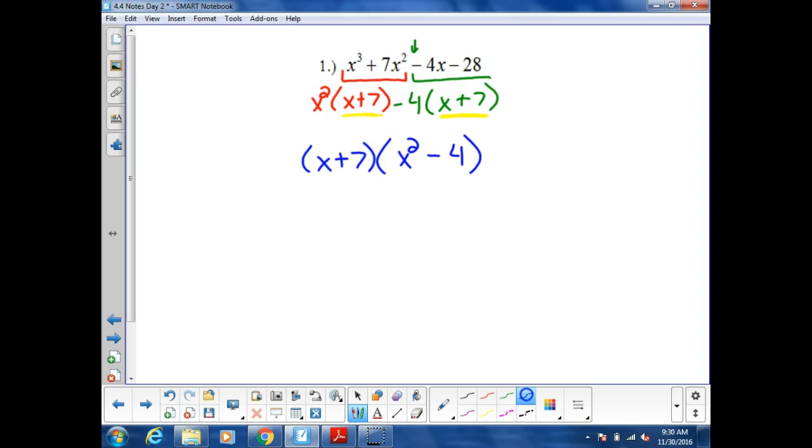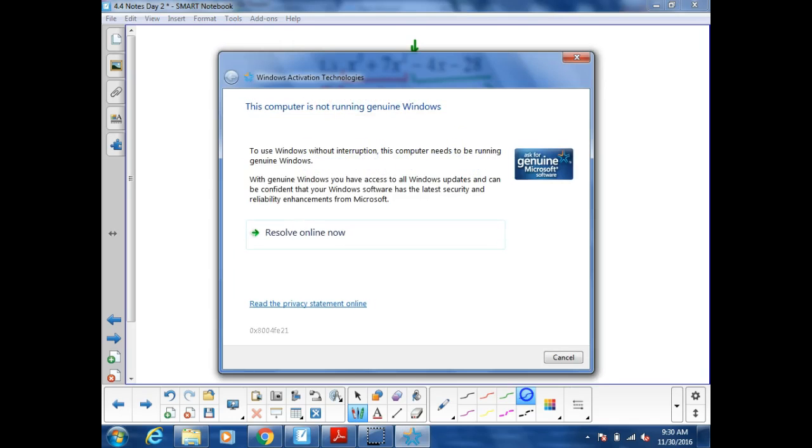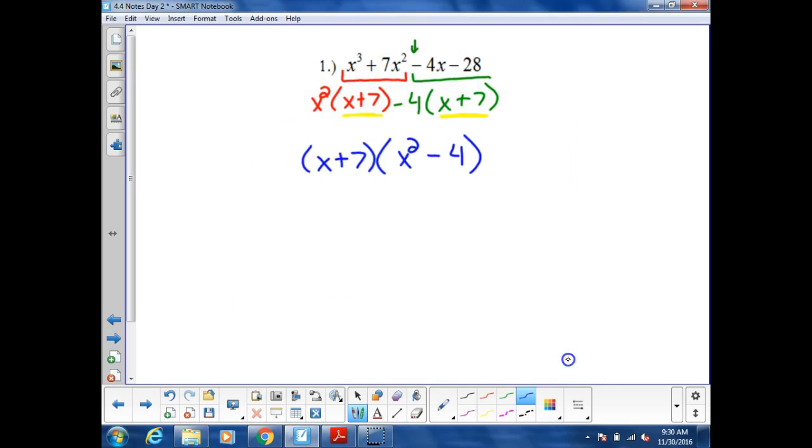Yes, go ahead, Ken. There would be a time where the x plus 7 and x plus 7 wouldn't be the same. If that is, then you did something wrong, or it can't be factored by grouping. So yes, that is a possibility. So if that happens, go back and check to make sure you GCF'd right. And if you GCF'd right and they're still different, then it just can't be factored by grouping. You gotta go a different way.